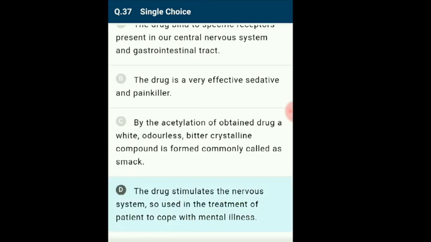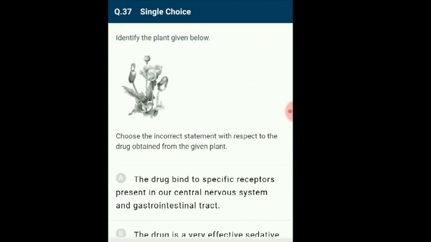So the answer for this question is option D. The drug stimulates the nervous system, so it is used in the treatment of patients to cope with mental illness. So that is the wrong statement from the given four statements about the plant.